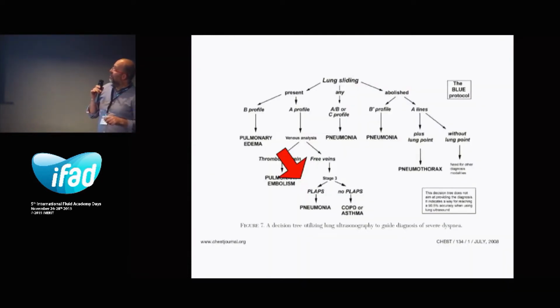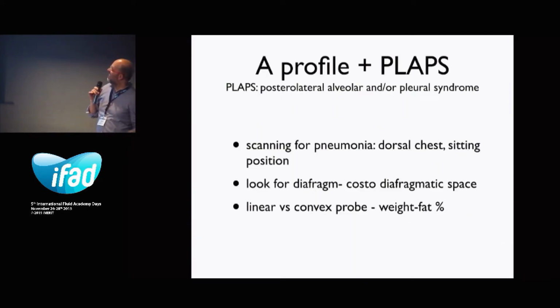Lung sliding being present, A profile with PLAPS, we're going to see an example, probably pneumonia. PLAPS is for posterolateral alveolar and/or pleural syndrome. It's scanning for pneumonia. In the emergency department, I let the patient sit up, if possible, so you can see the dorsal chest, where most of the pneumonias are, lying dorsally.